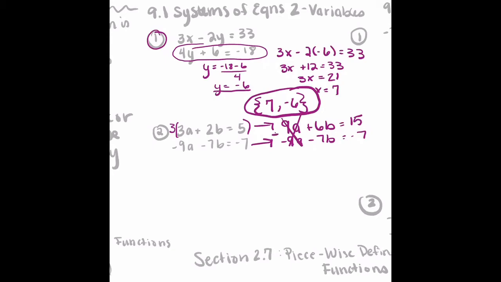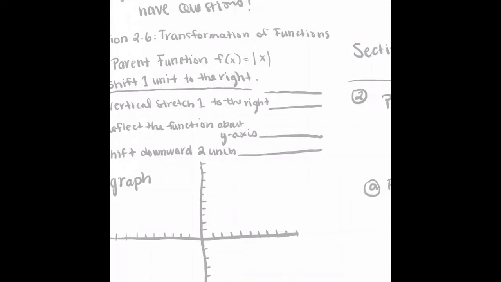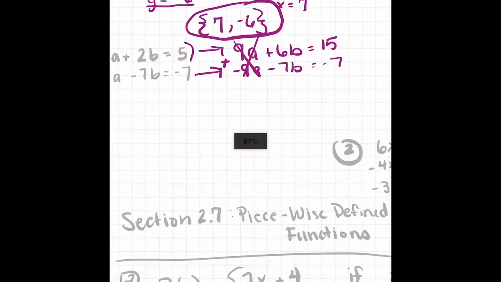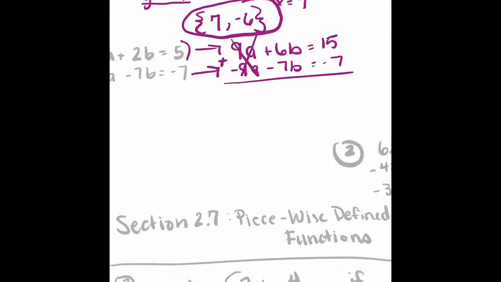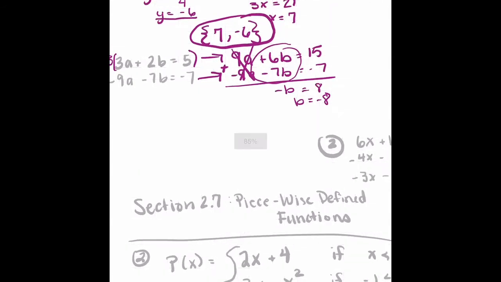I see my a's cancel out because I'm adding these rows together. So then, when we combine the b's together, we have negative b equals 8. So b equals negative 8. And then we just need to plug in our b into one of these equations over here. And that's just a personal preference. You can do whichever is easiest for you. You're going to get the same answer either way.